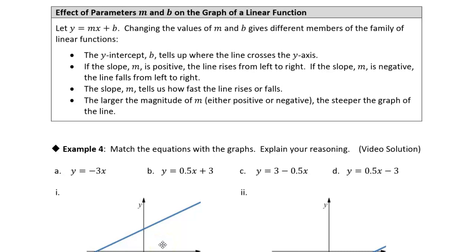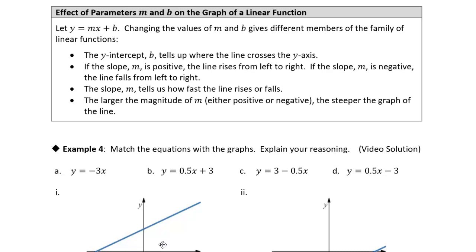Right, before we launch into the next example, let's talk a little bit about the effect of m and b on the graph of a linear function. Like we said before, b tells us the y-intercept. That's what b is. It's the place where the line crosses the y-axis.